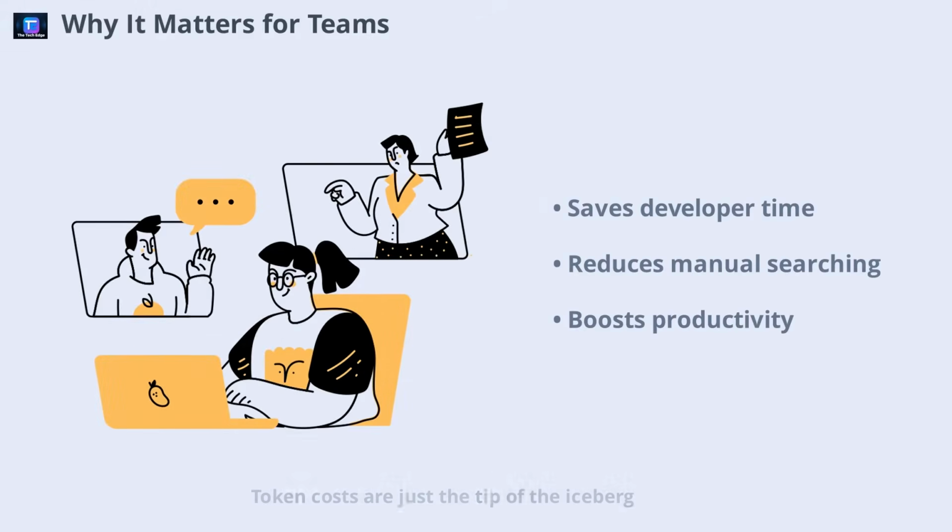Token costs are just the tip of the iceberg. The real expense is developer time lost to irrelevant results and manual searches. DeepContext optimizes for what matters most, getting developers the right information immediately. For a team of 10, saving just 30 minutes per day adds up to over 100 hours each month, time that can be spent shipping features instead of fighting tools.